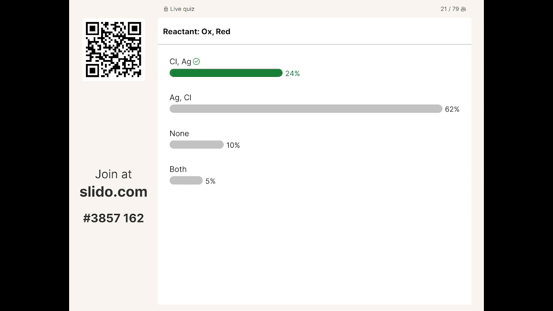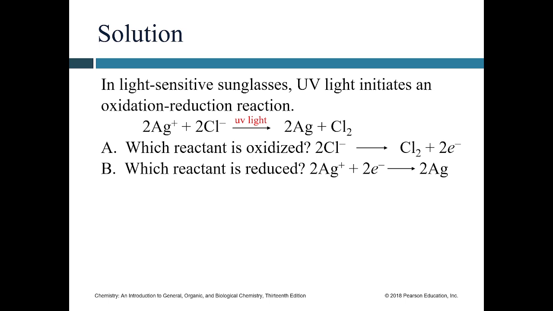Okay. And the chloride is oxidized. The silver is actually the one that's reduced. All right. So again, when we were looking at this, the silver went more negative, didn't it? The chloride went more positive, didn't it?